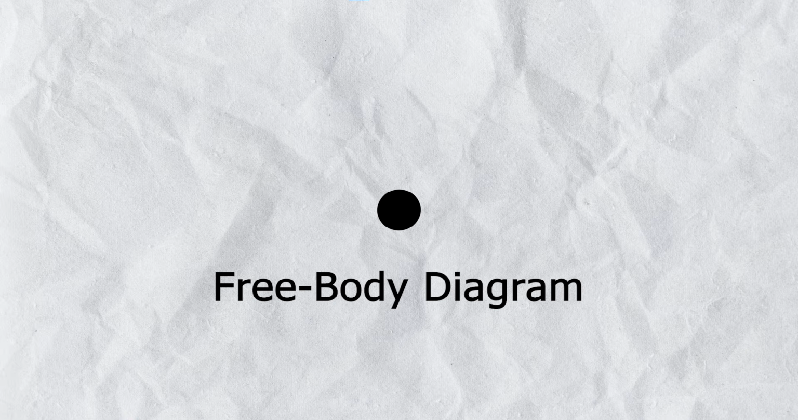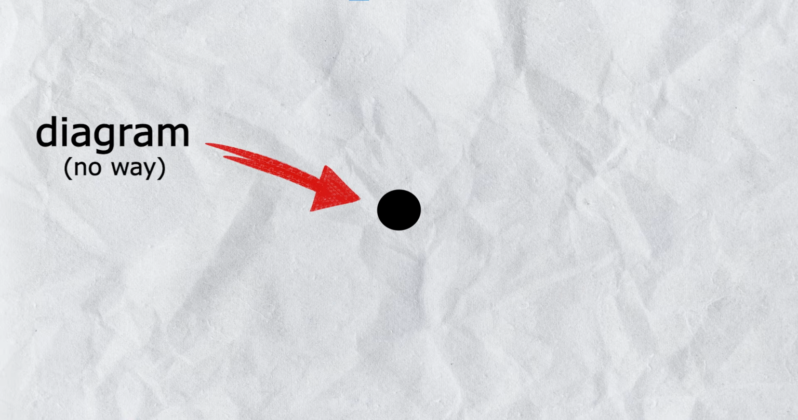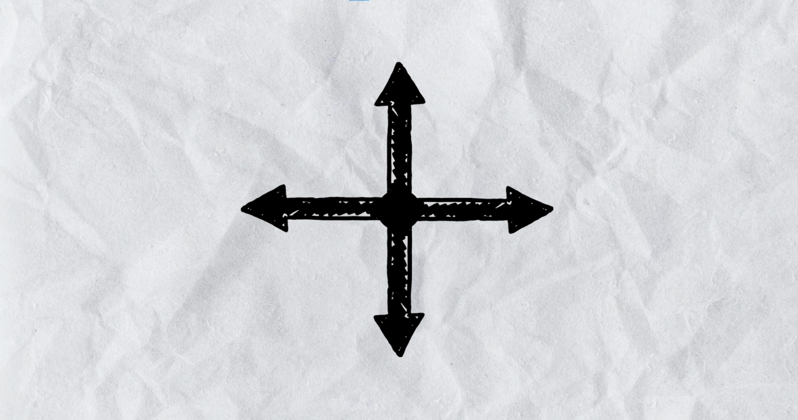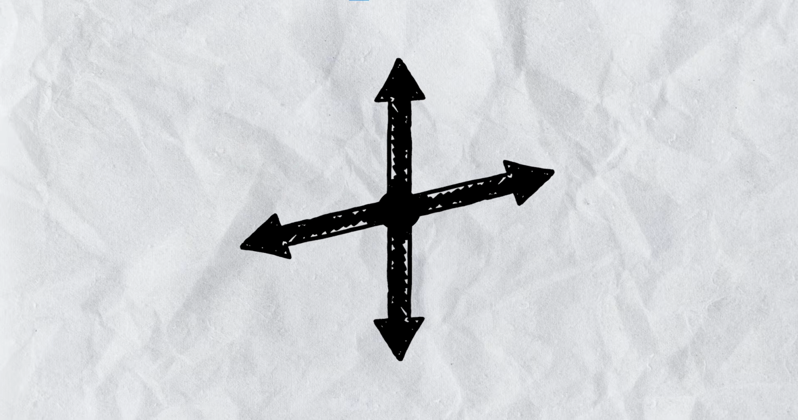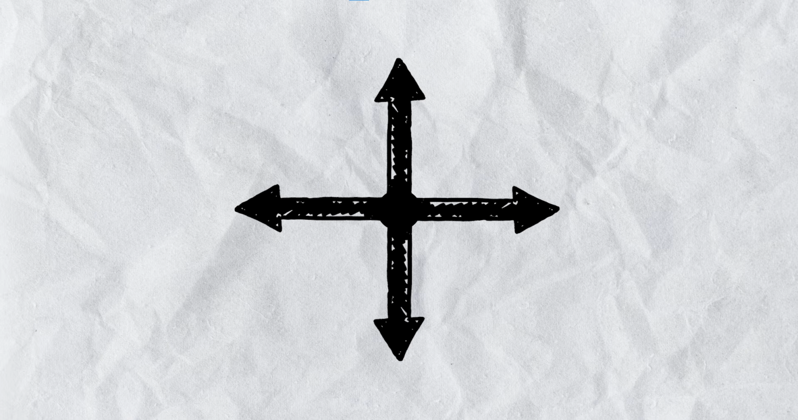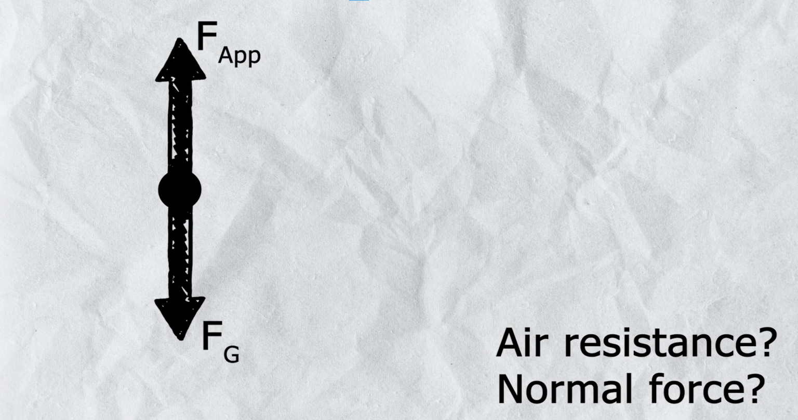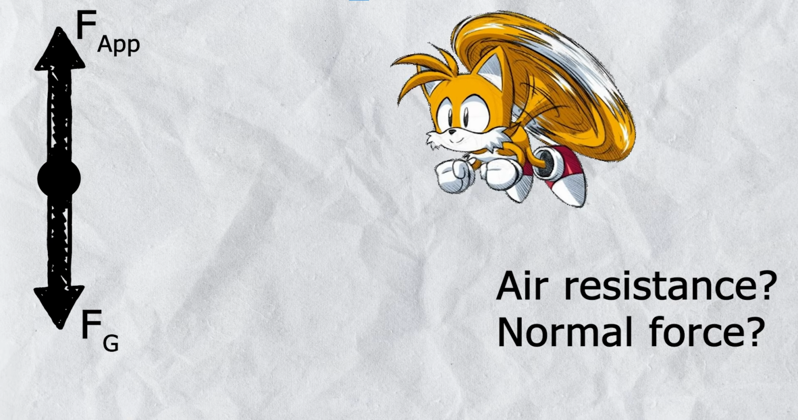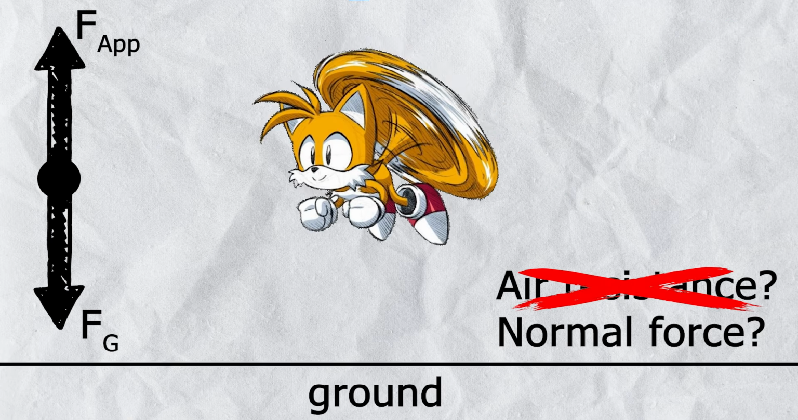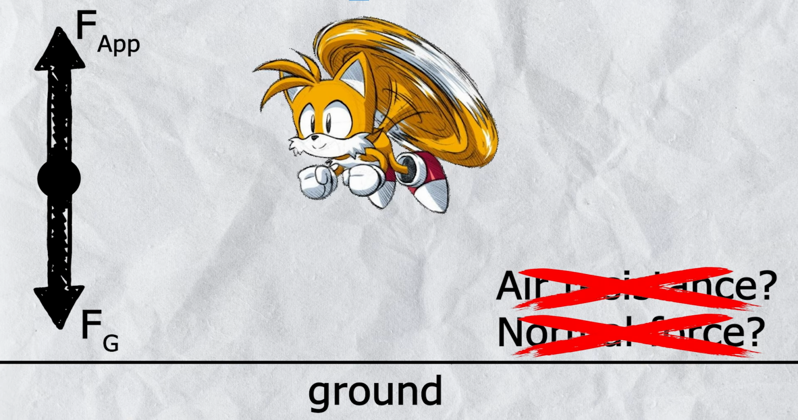First things first though, let's make a free body diagram. A free body diagram is a diagram that shows all the forces acting on something, along with the directions of these forces. The forces we have to deal with today are the gravitational force and Tails' applied force. That's right, only two forces. His relatively low speed would make air resistance negligible, and he's not touching the ground, so there's no normal force.